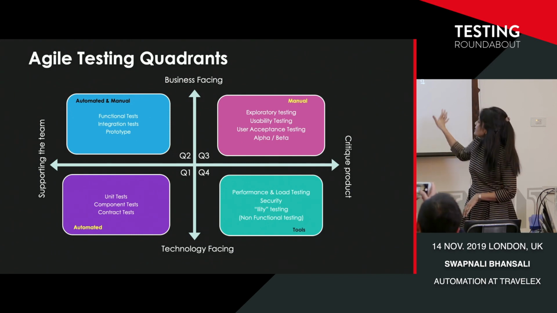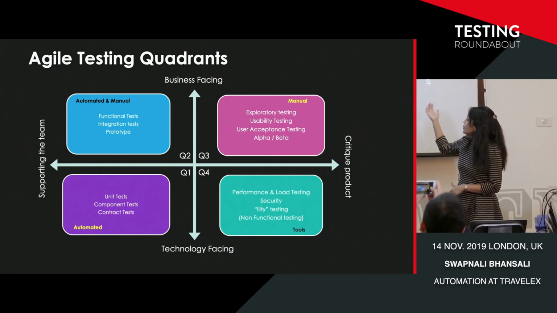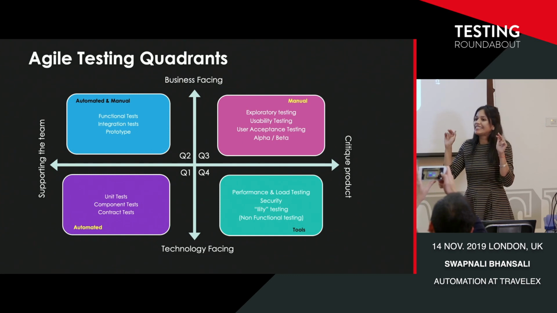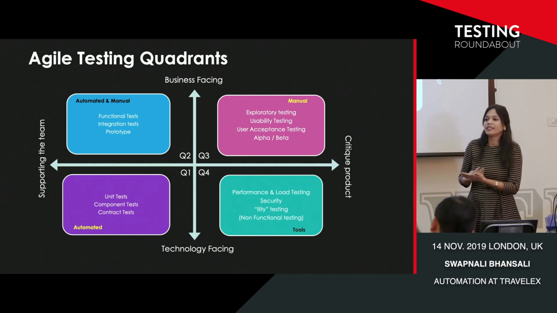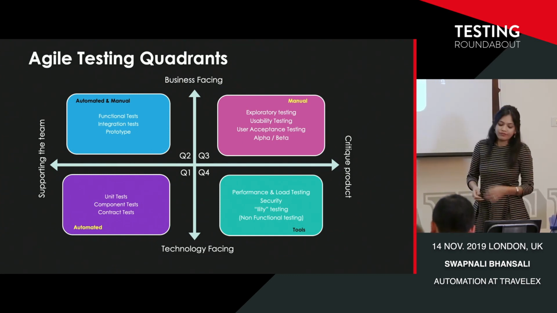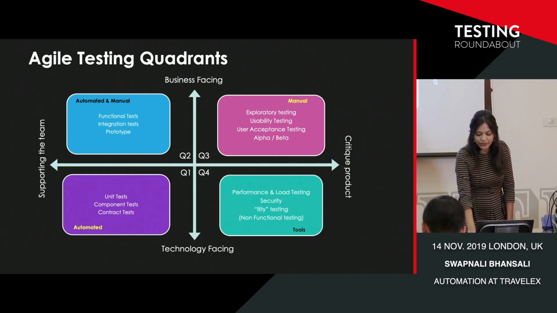And Q4 is the performance, the non-functional testing around your system. Again, these happen at a system level. So these are performance tests, load tests, security tests, and ility tests. That's compatibility, reliability, maintainability. So all these tests come in the non-functional category.